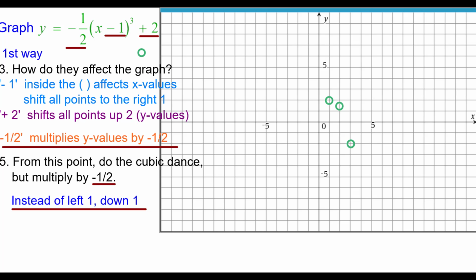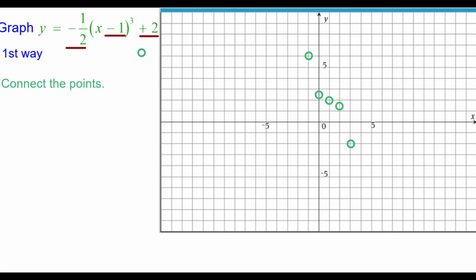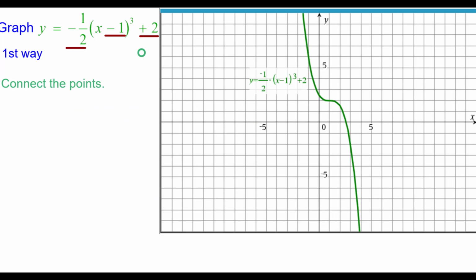Instead of left 1, down 1, it will be left 1, up 1/2. -1/2 times a -1 is a +1/2 going up. And instead of left 2, down 8, left 2, up 4. -1/2 times -8, +4. Connect the points to look like a cubic looking graph.